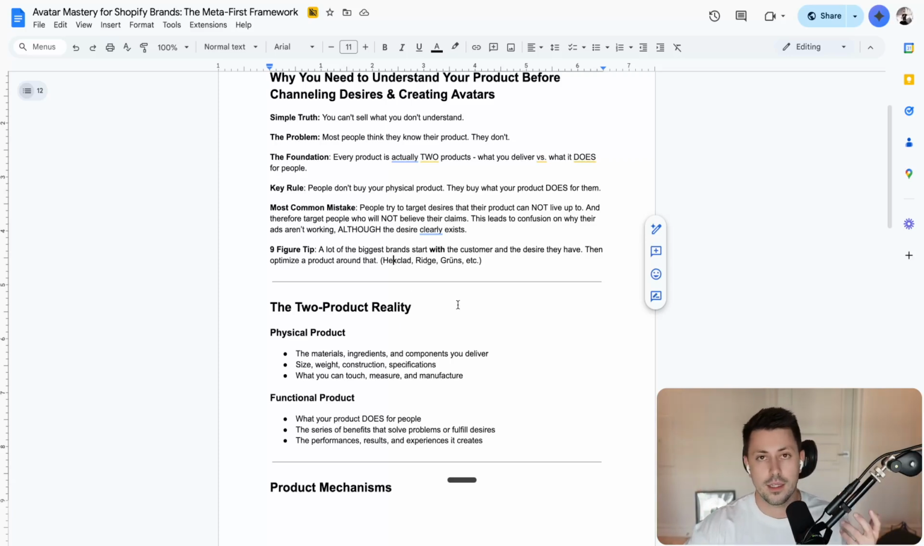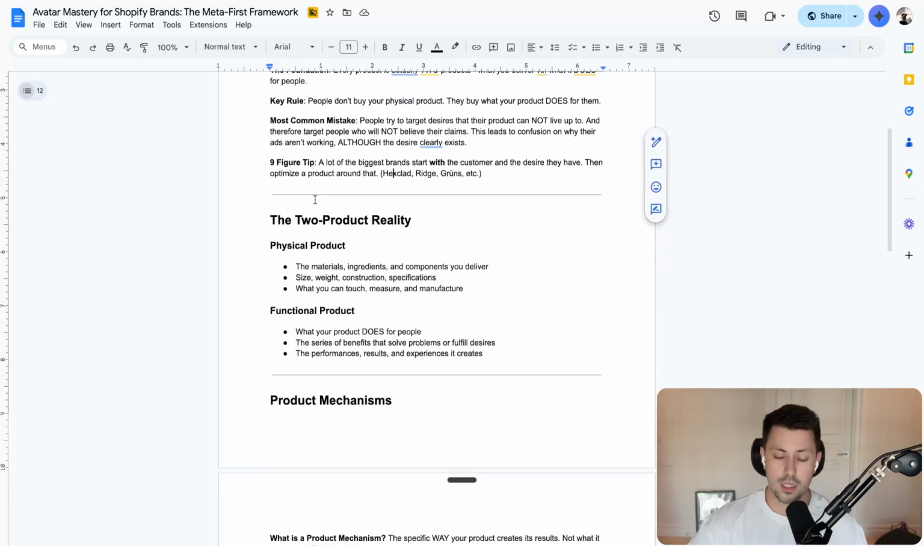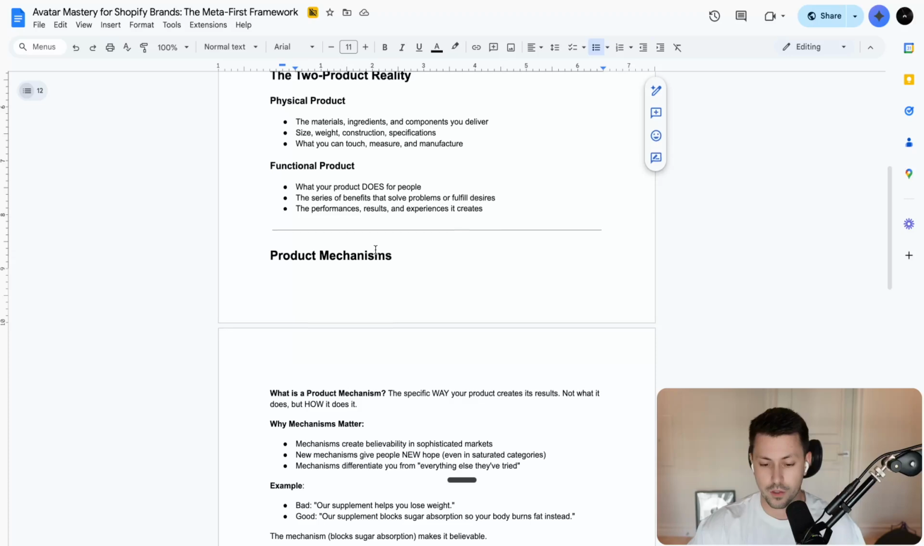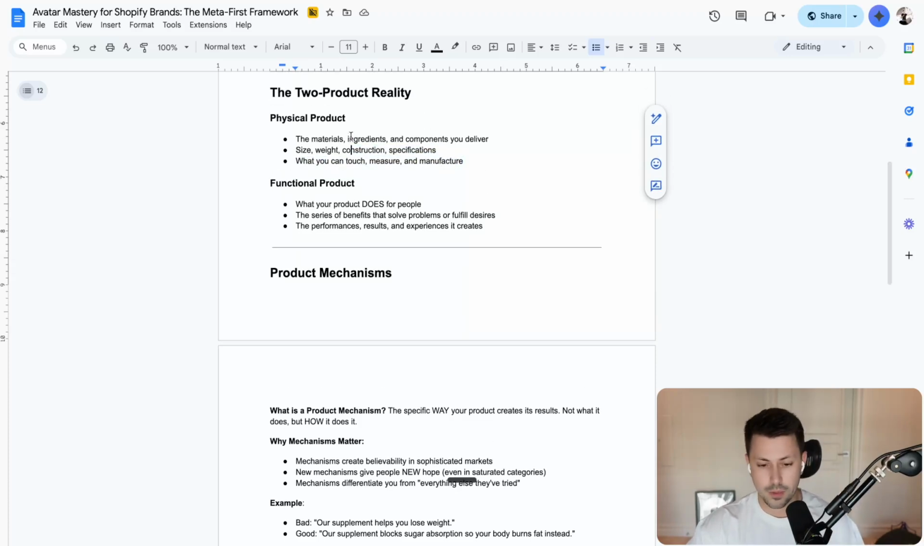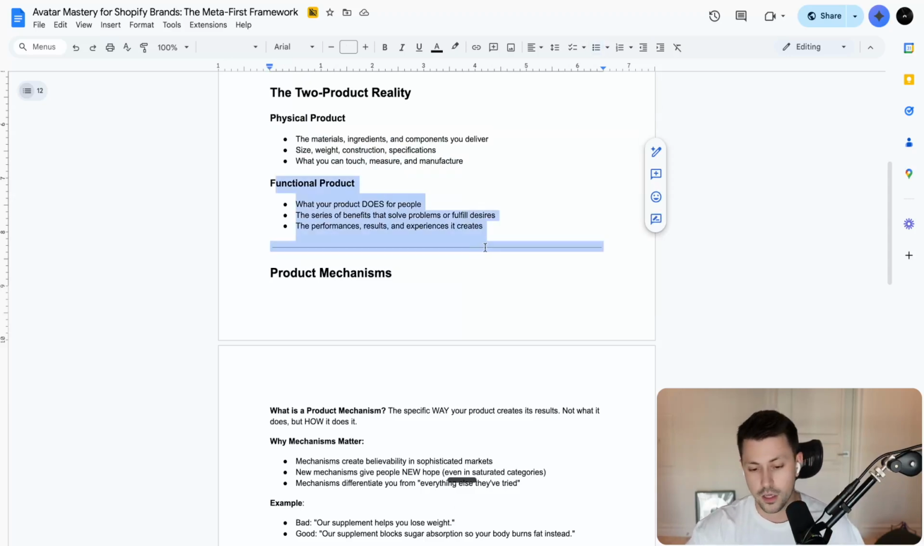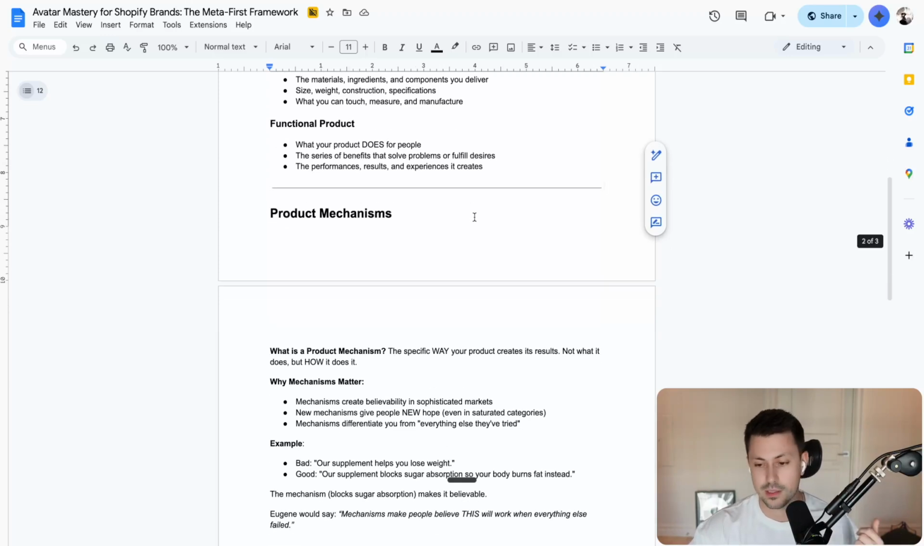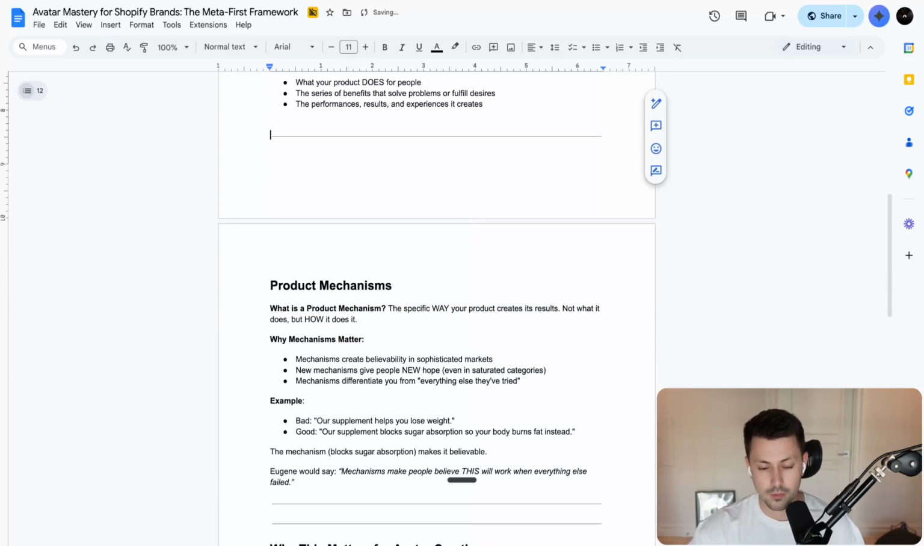You need to understand that at the end of the day, it goes back to people, but you need to understand your product. Okay. So again, I just went through the 2 product realities, which are the physical and the functional. Okay. So materials, ingredients, size, weight, touch, measure, manufacturer. This is the physical side, the hunk of metal, stainless steel, that stuff. The functional side is what it does, the benefits, the problems that it solves, and the performance and experiences it creates. Okay. And then down here, we have product mechanisms.